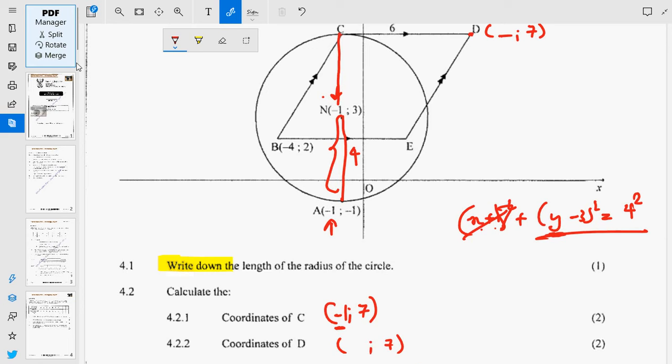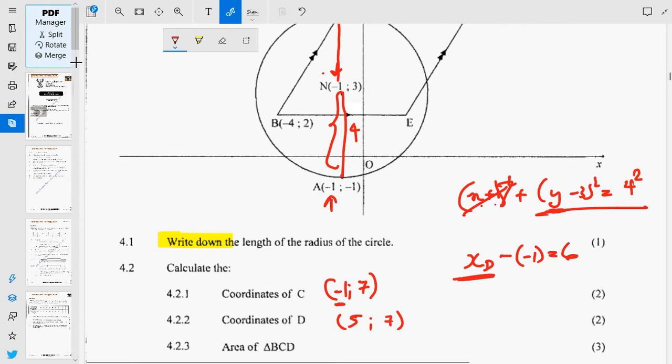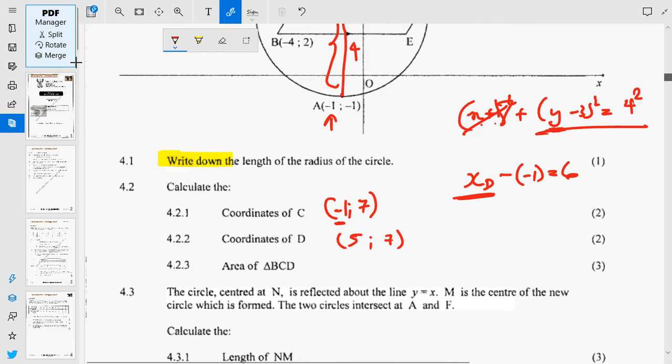But remember, I've got the y coordinate to be 7. What about the x coordinate? Now remember, the examiners told me that CD is 6 units. So they're giving me the horizontal distance there. That means if I take the x coordinate of D and subtract the x coordinate of C, which is −1, I'll get a distance of 6. And there you're going to get your xD to be 5. So if you solve for xD, you're going to get it to be 5. So the x coordinate there is 5. Okay. Requires a little bit of thought, but you are not supposed to freak out.